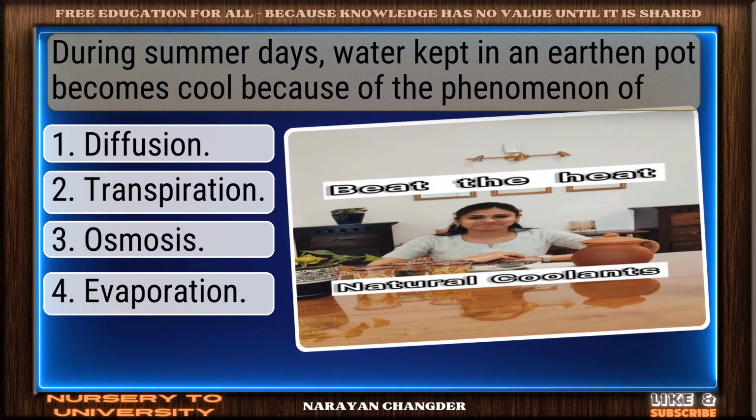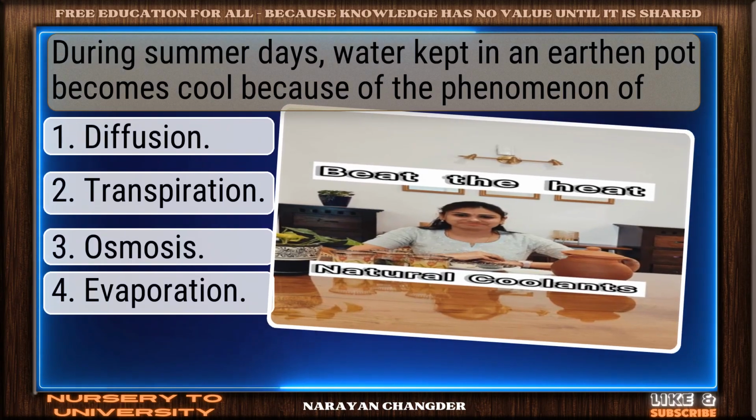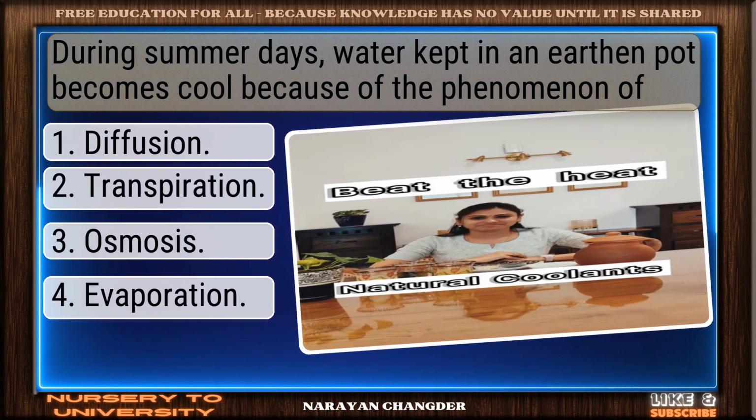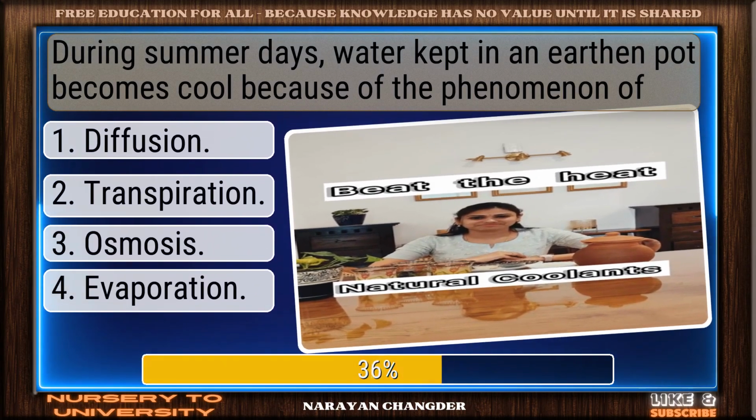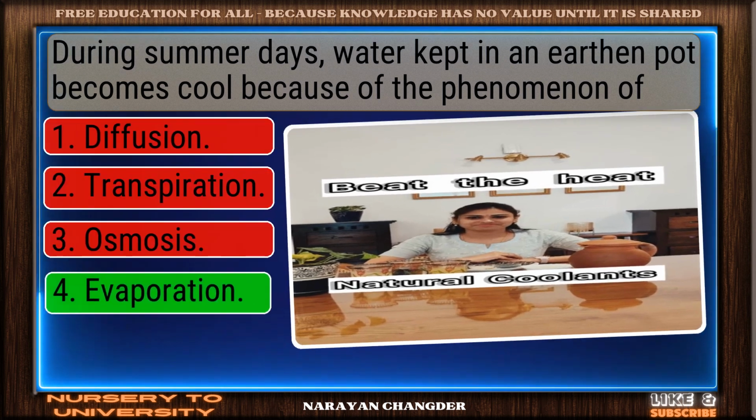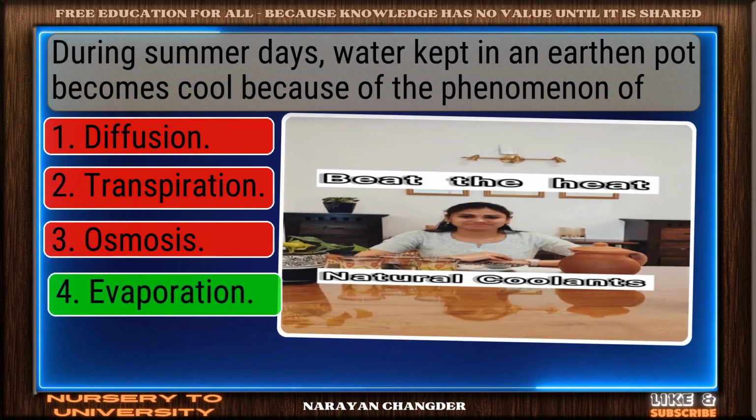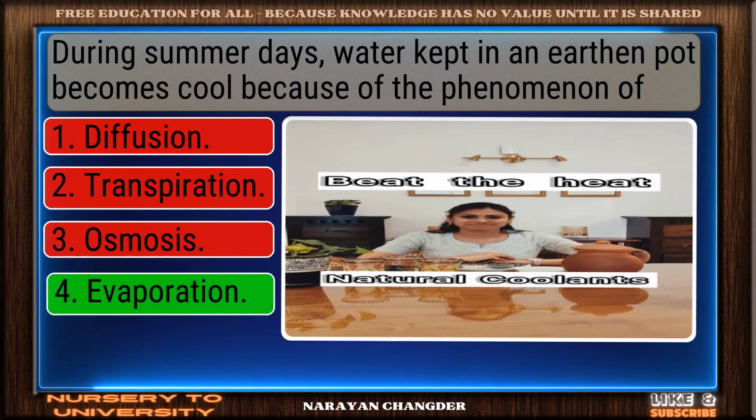Question number 54. During summer days, water kept in an earthen pot becomes cool because of the phenomenon of. Strong choice. Evaporation is the right answer.